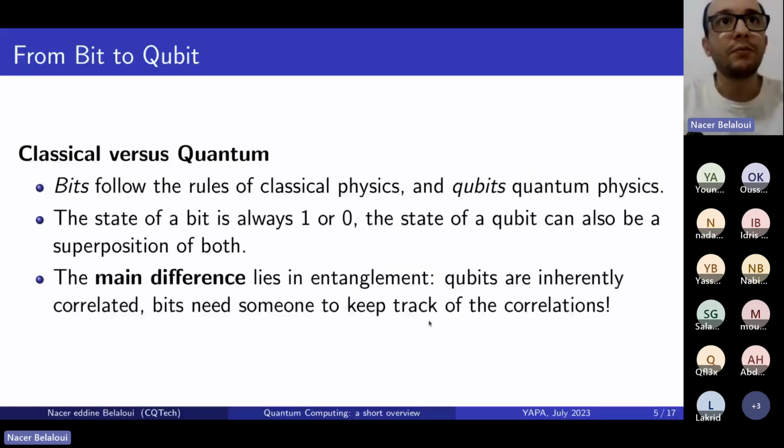Now, let's just summarize the last 3 or 4 slides in this slide called classical versus quantum. So bits follow the rules of classical physics. Qubits follow the rules of quantum physics. The state of a bit is always either 1 or 0. A qubit, in addition to being either 1 or 0, can also be a superposition of both 1 or 0.